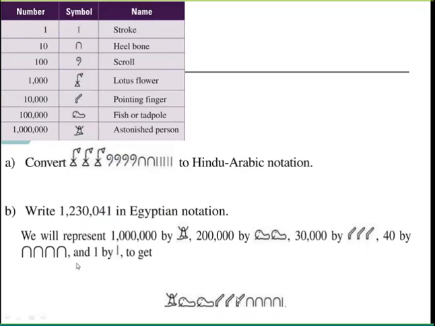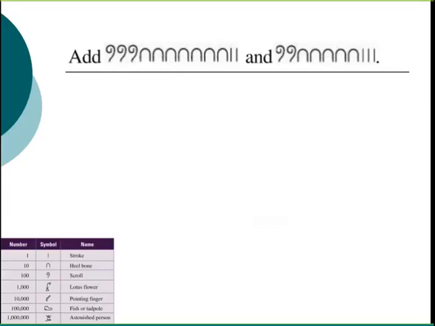And so the overall picture would be this, where you just count each individual one, where you've got the 1, 2, 3, and then there wasn't any of the other 2, but you have 4 of your heel bones and then 1 stroke at the end. That's what that number looks like in Egyptian numerals.